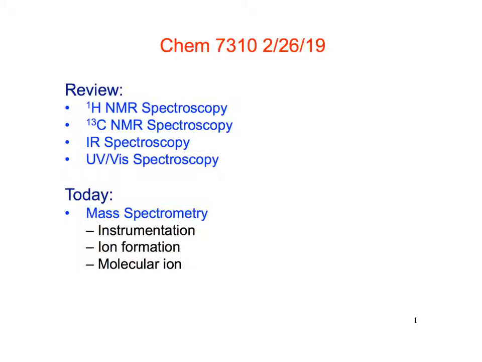So up to now, we have covered the techniques at the top. Well, not completely, right? We've looked at one-dimensional proton and C13 NMR. We talked briefly about infrared and UV visible spectroscopy. And so now we're going to talk about mass spectrometry, and this will take a couple of weeks.